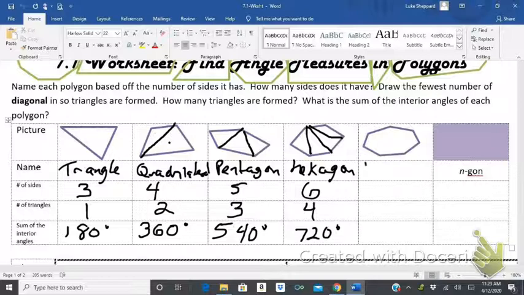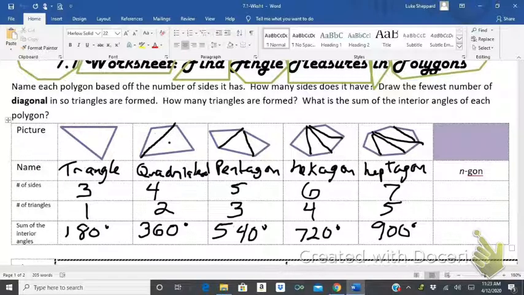And then finally the last one is called a heptagon. I'm going to draw my triangles on here like this. You could draw them differently if you wanted to, but no matter how you draw them, there's always going to be 7 sides, and there's always going to be 5 triangles. 5 times 180 is 900, so every single one of the heptagons has 900 degrees.